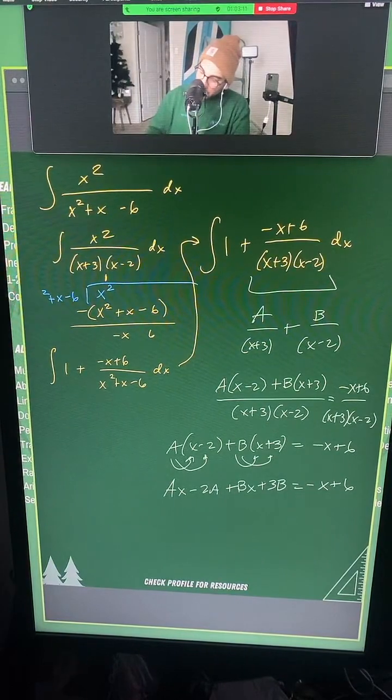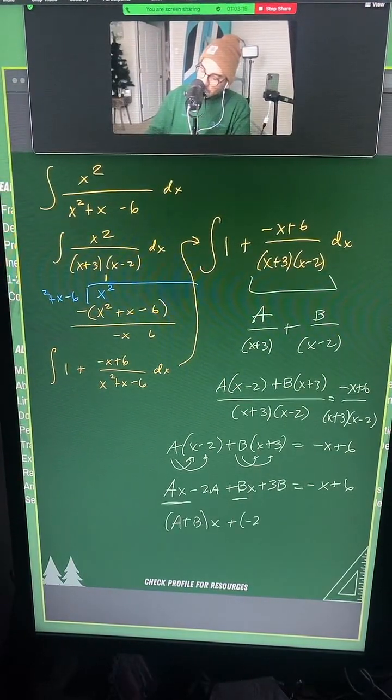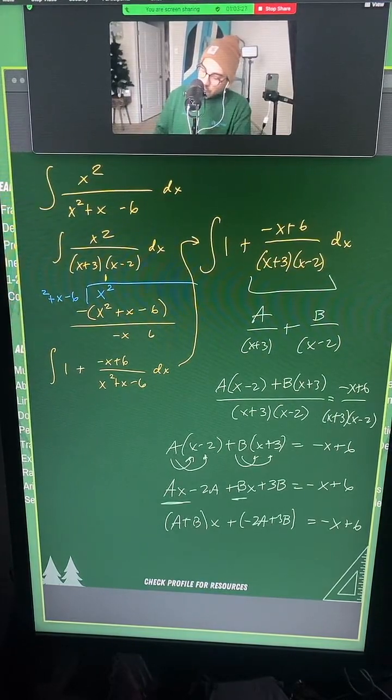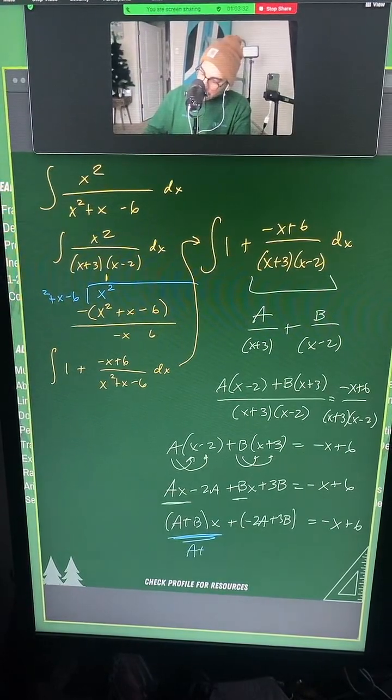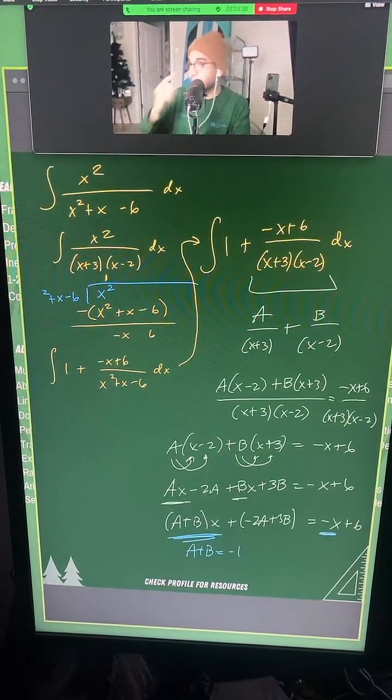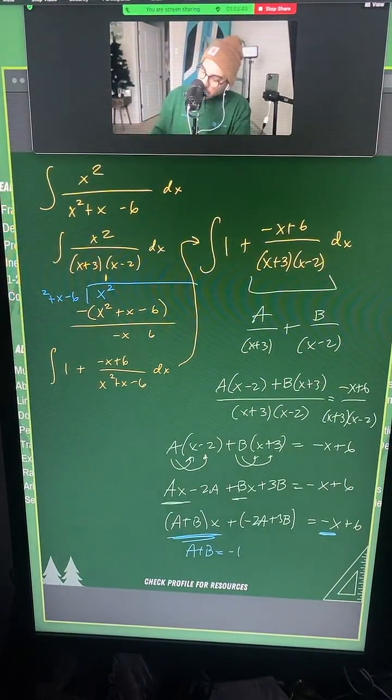All right, so now, because we have like terms there, I'm going to go ahead and put a plus b times x, and then plus negative 2a plus 3b is equal to negative x plus 6. Now, the reason why we did this is because now look at the coefficient for the x. That's a plus b. So a plus b should equal the coefficient for the x on the right side. So that's negative 1. And now let's look at the constants. Negative 2a plus 3b is equal to the constant on the right side, so that's equal to 6.